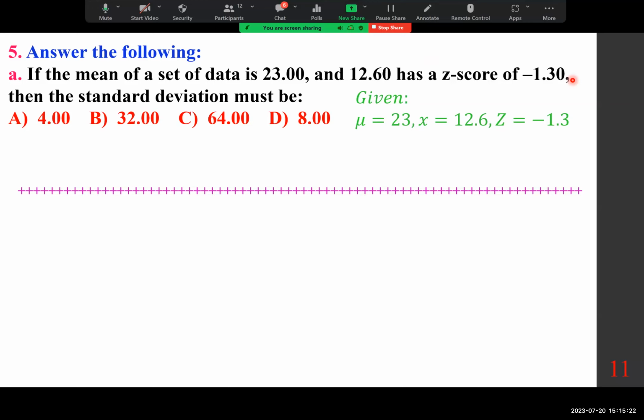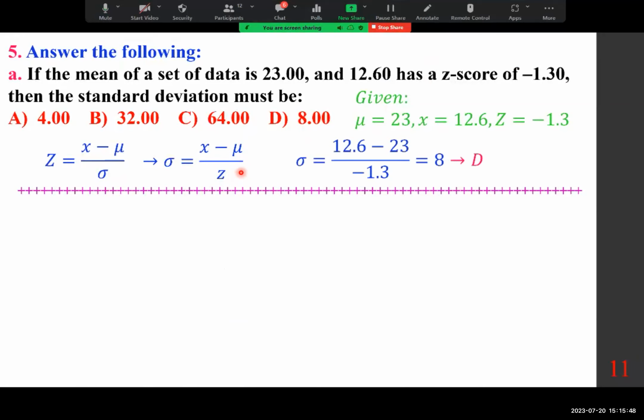So we're going to write the formula z equals x minus mu over sigma. If you do the cross product, you can interchange these two. So sigma becomes x minus mu over z. When you write the given, it makes life easy. Replace the x, replace the mu, replace the z, do the math. That gives you 8. So again, the formula will do the job.